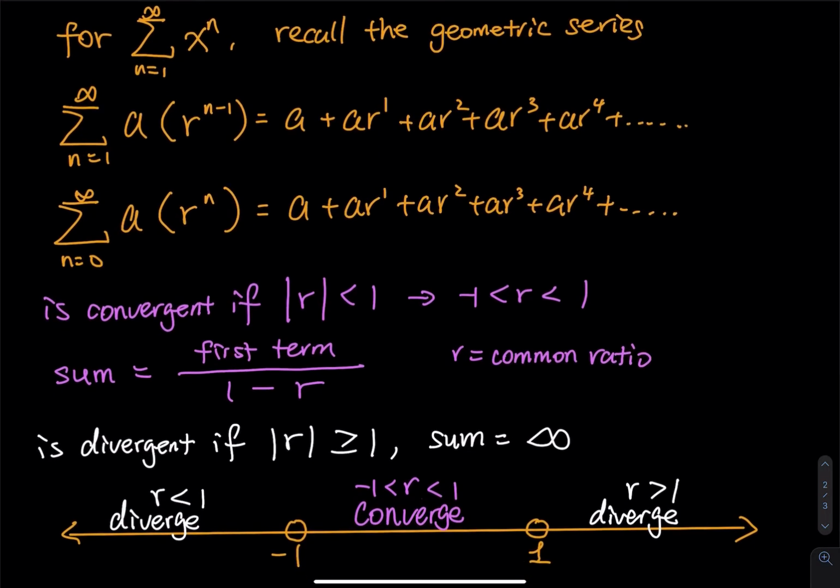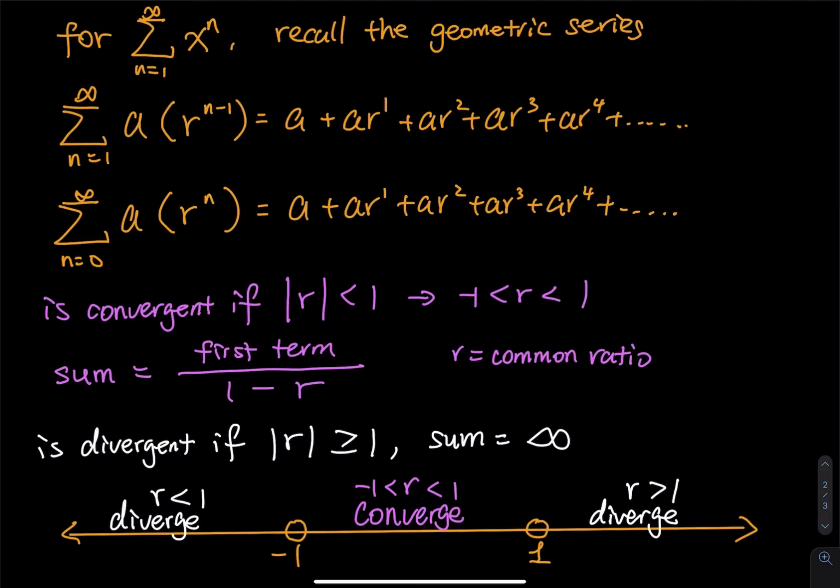So since the geometric series is convergent in this case, we are able to find the sum. The sum is equal to a real number. So the sum is the first term divided by 1 minus r, and r again is the common ratio. And what about divergence? When the absolute value of r is greater than or equal to 1, the sum is infinity, the sum is big, so the series is divergent.